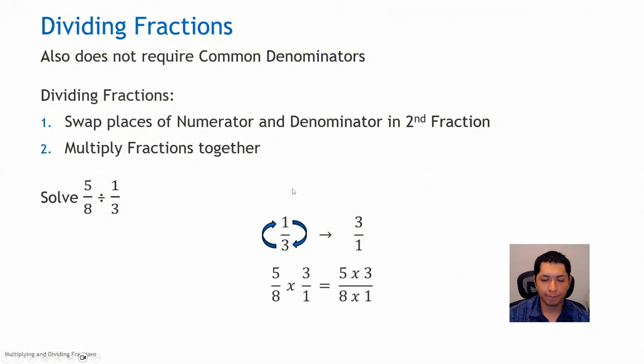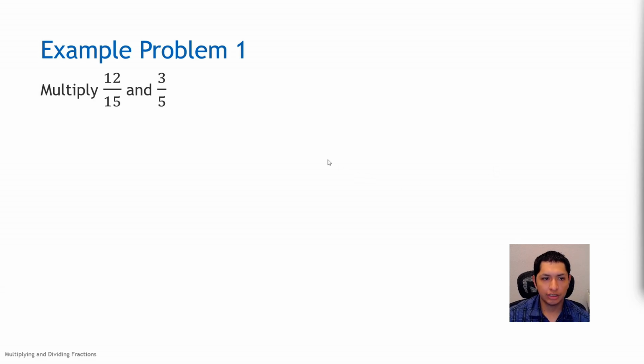When you have done that, then you multiply this new problem, and it becomes 5 over 8 multiplied by the new second fraction of 3 over 1. And you multiply across just like a regular multiplication of fraction problems. And the answer is 15 over 8. Let's go over some example problems.